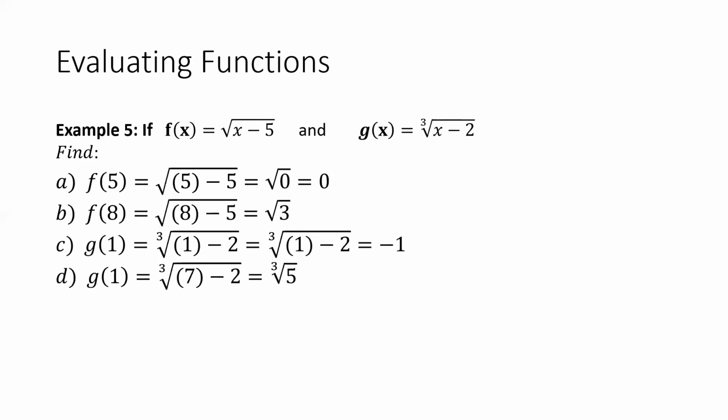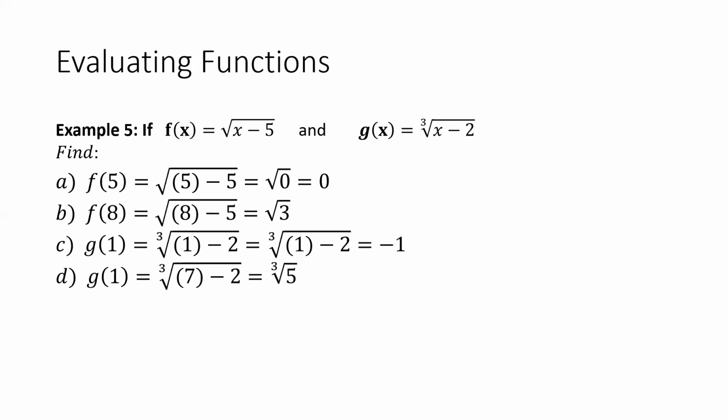Same concept for f of 8. F of 8 is equal to the square root of 8 minus 5, which is equal to the square root of 3. And now if I move on to g of 1, I'm going to follow a very similar process, but I'm going to be calling a different function. I'm calling g. So my g is the cube root of x minus 2. I plug in 1 for x, subtract 2 from 1, I get -1, or the cube root of -1, and then the cube root of -1 is just -1.